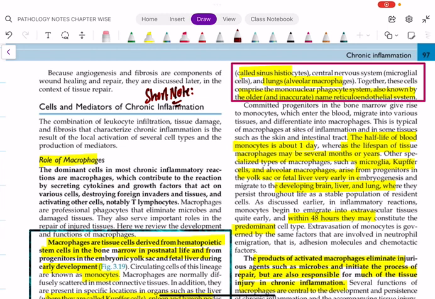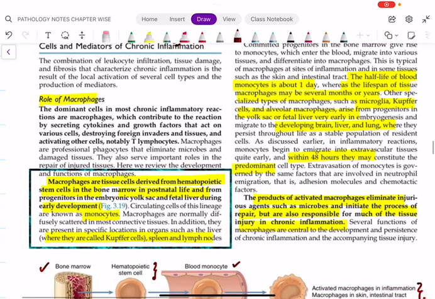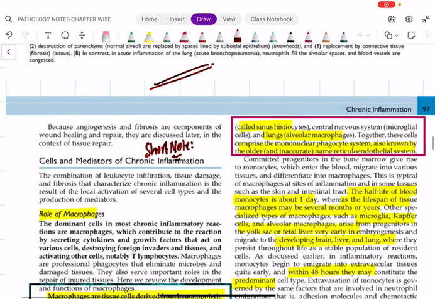What are macrophages? From the bone marrow, hematopoietic stem cells give circulating cells we call monocytes. These monocytes get deposited in the tissue and transform to form macrophages. In specific locations we call them by specific names. For example, Kupffer cells in the liver; in spleen and lymph node, sinus histiocytes; in the central nervous system, microglial cells; in the lungs, alveolar macrophages. All this together we call the mononuclear phagocytic system.